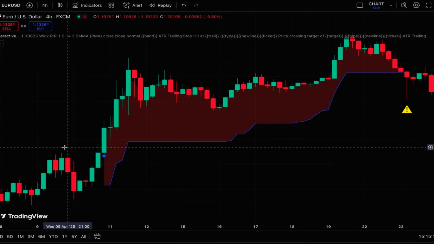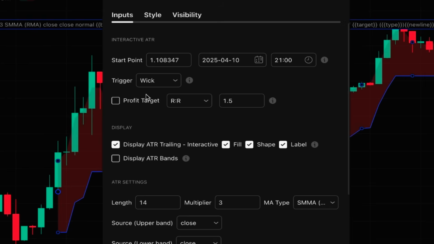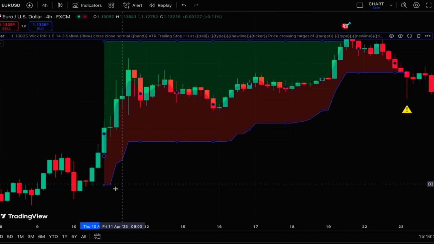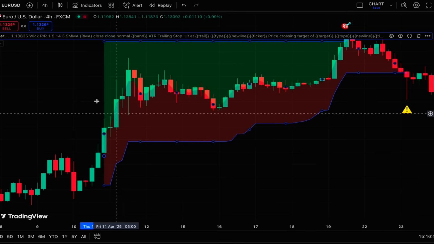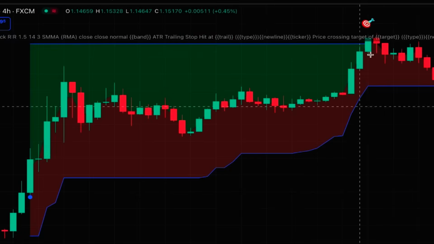This indicator can also help you with profit target. Here in the settings of the indicator, here you can check profit target, and by default the risk to reward ratio is set at 1.5, and you can increase or decrease it based on your trading strategy. When this is on, based on the initial level of stop loss, which is actually here, your profit target is set at the level that makes risk to reward ratio equal to the value that you set in the settings. By default it is 1.5, and we have a sign like this when the price hits the profit target.